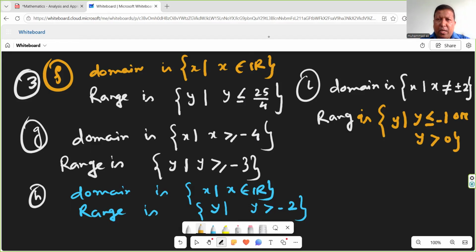So I hope everybody understood these things. If you are able to understand the sketching of a graph, it will be very easy for you to find the domain and range. It is a very important topic in the function chapter. Always keep in mind, domain is the x values you can put into a function, and range is the vertical value, that means the y value.